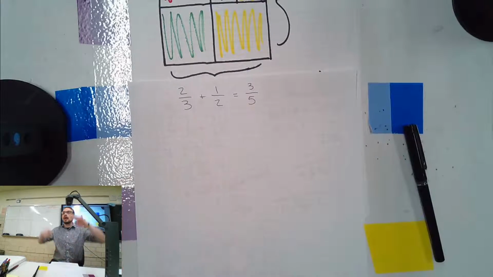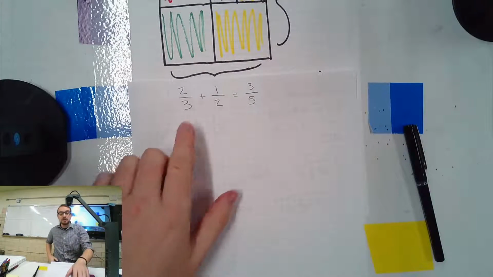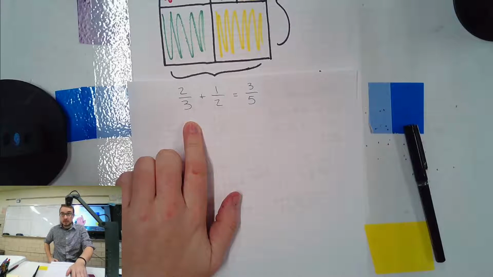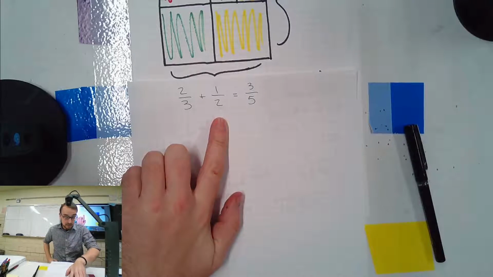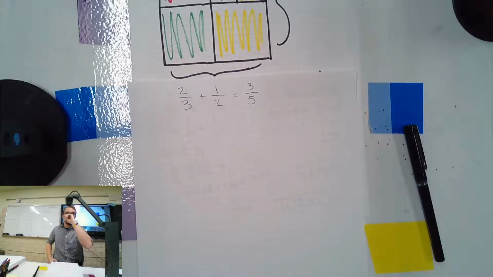Think about it. I know. I throw fractions at you and you lose your freaking minds, right? 2/3. Think about what that means. We're going to add a half. Think about what 3/5 means.